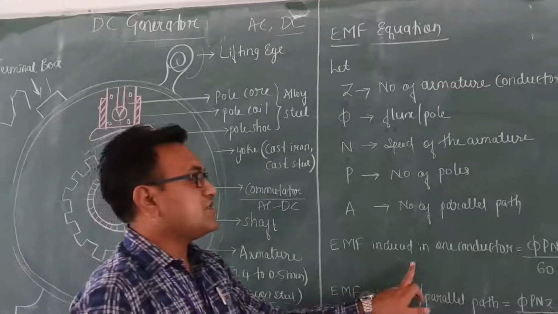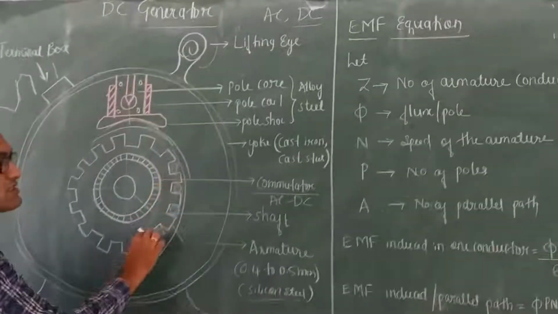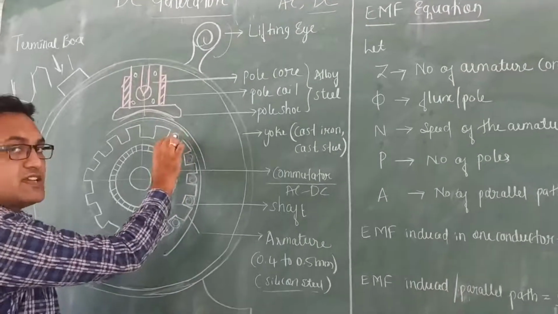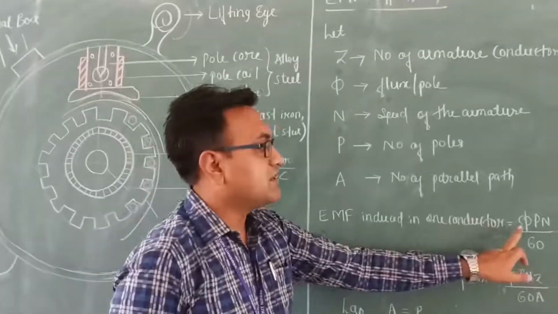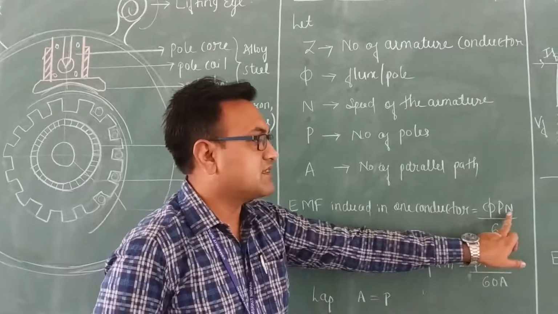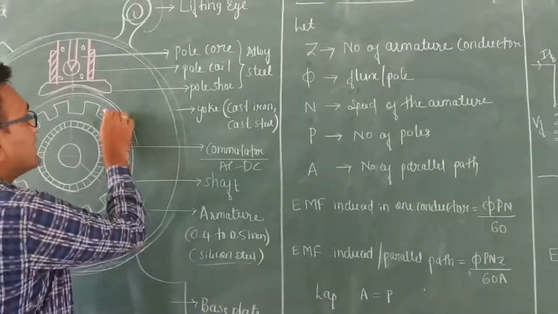Now, EMF induced in one conductor. Whenever the armature starts rotating, EMF will be induced in the conductor. In one conductor, how much EMF is induced? It is phi P N divided by 60. Phi is the flux, P is the poles, N is the speed, divided by 60 seconds. So this is regarding only one conductor.